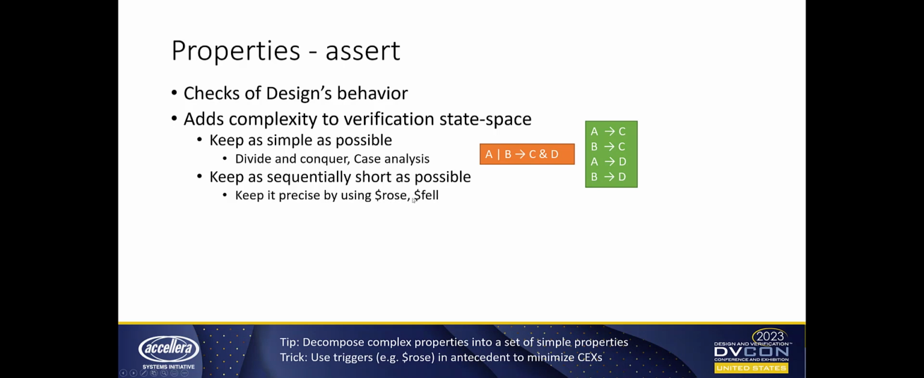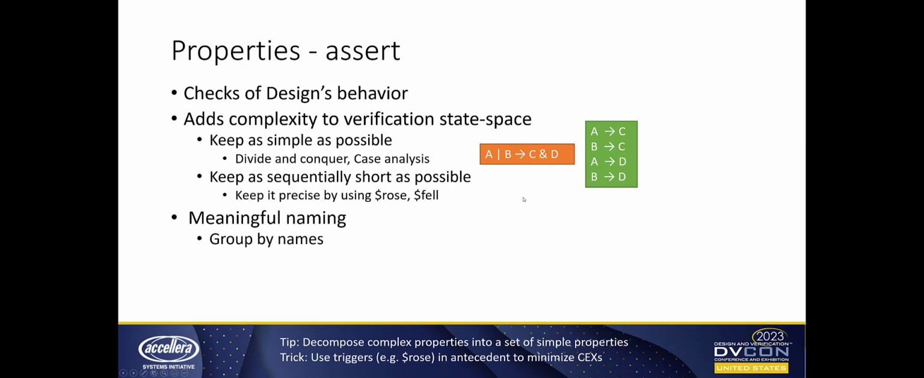Also, make use of $rose or $fell. So if a signal is active for some period of time, in some cases you don't want to check starting with each cycle that it's active, but you want to check when that signal started. In simulation, there's the concept of threads, and you launch an extra thread each time the property antecedent starts to evaluate. And so with $rose and $fell, you can limit that.